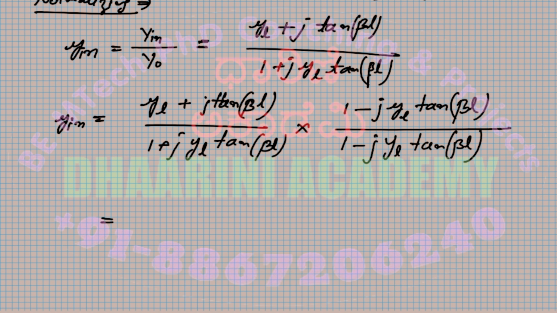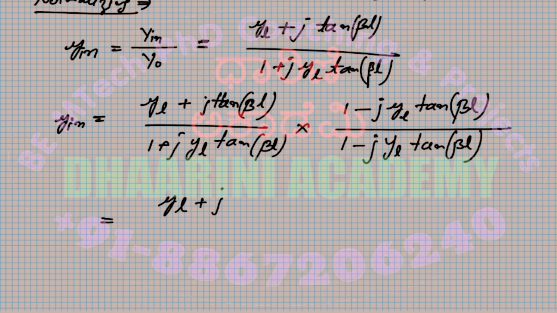What do I get? Okay, let us try to multiply the terms. So this is YL plus j. Okay, let's multiply. Let's multiply and see. Directly I can say one step here, so let's do that.